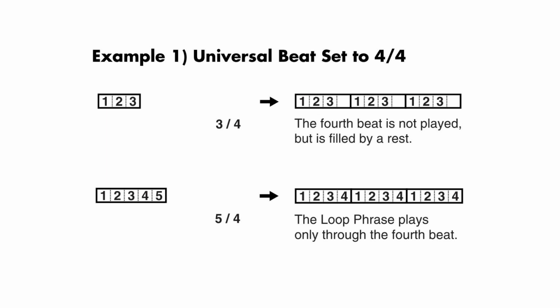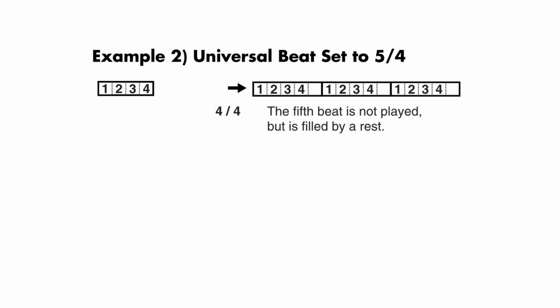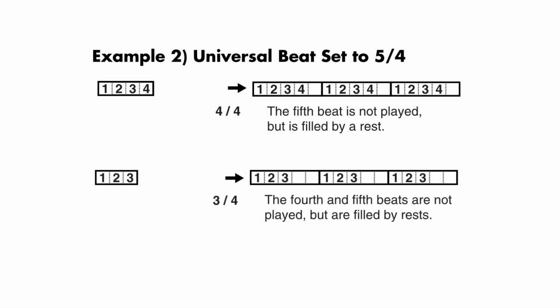If a 5/4 pattern was played, the fifth beat would be left out. If the universal beat was set to 5/4 and a 4/4 pattern played, then the fifth beat would be a rest. A 3/4 pattern would include 2 rests to make up the difference. The universal beat setting has no effect when using arrangement mode, as all arrangements follow a beat map.